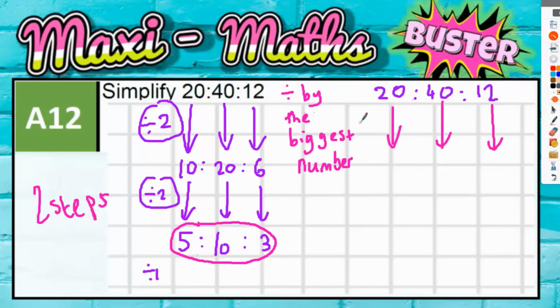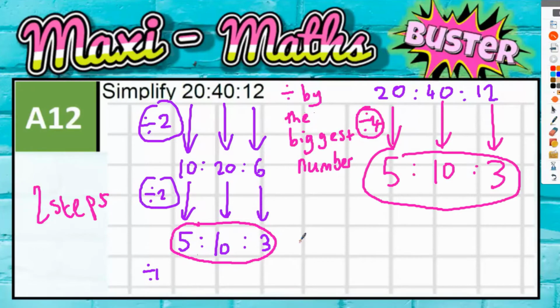So if you divide all of them by 4, instead of dividing them by 2, you actually get to your final answer quicker in 1 step. 20 divided by 4 is 5. 40 divided by 4 is 10. 12 divided by 4 is 3. And there you have it. We've still got the same answer, but we've done it in 1 step instead.